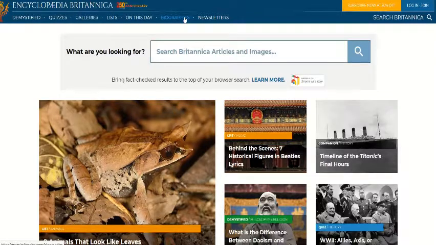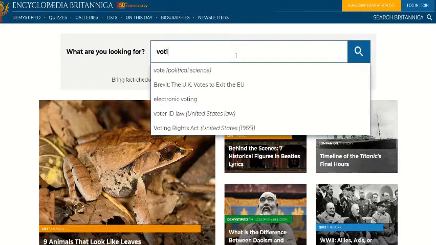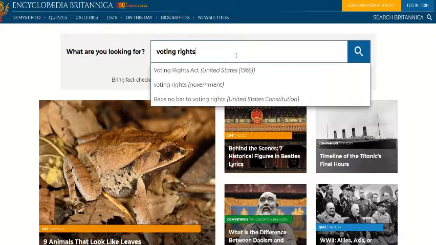I'm going to start with looking at a few things on Encyclopedia Britannica, since it's an open access or partially open access source and something that you would find on Google. You don't have to go through our library website to get to it. So this is the basic interface for Encyclopedia Britannica. I'm just going to type in voting rights.